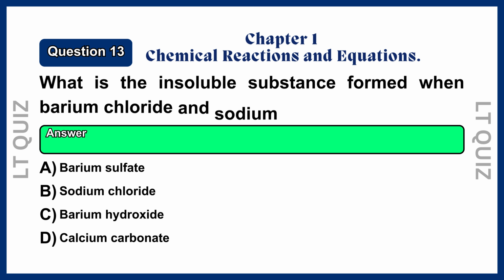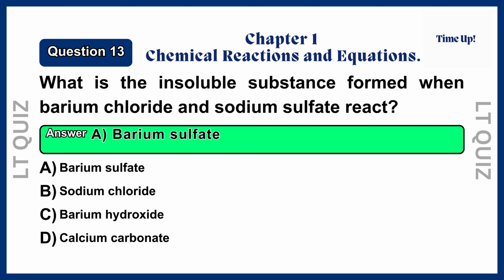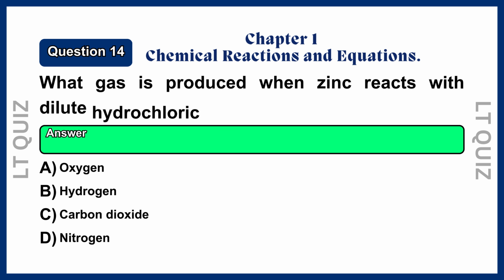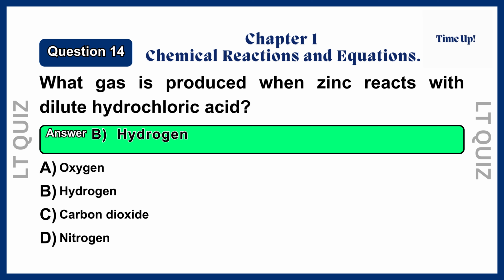What is the insoluble substance formed when barium chloride and sodium sulfate react? The correct answer is option A, barium sulfate. What gas is produced when zinc reacts with dilute hydrochloric acid? The correct answer is option B, hydrogen.